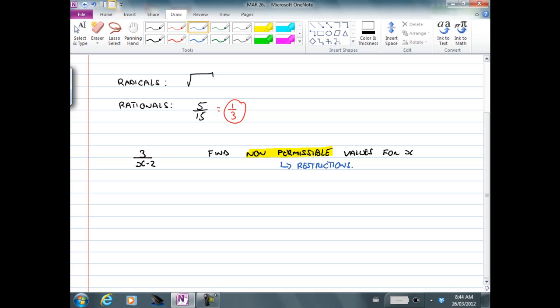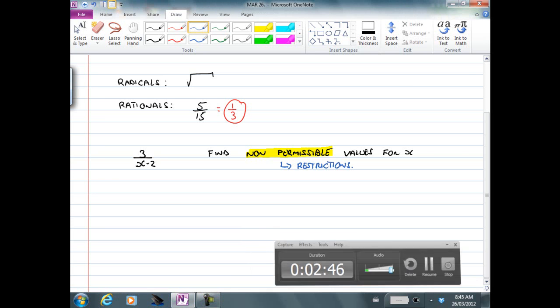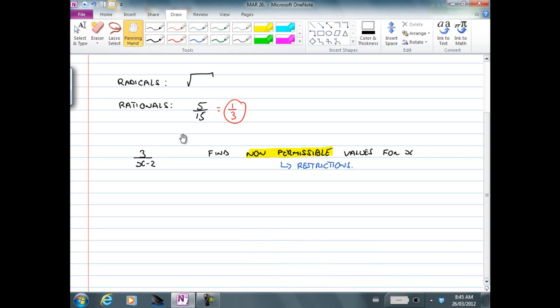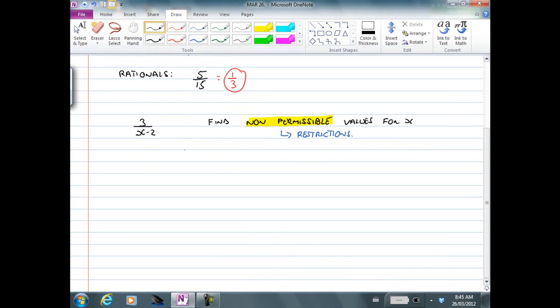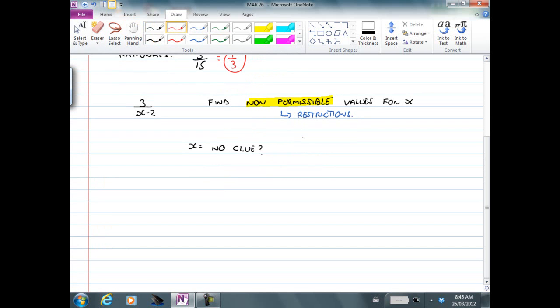I'm going to pause it right here and let you try. I've been asking a lot of students, and the common answer I hear is x equals no clue. Why can't it be 2? Why can't it be 0? You're actually correct. Harvey's brought up a good thing: x can't equal 2.